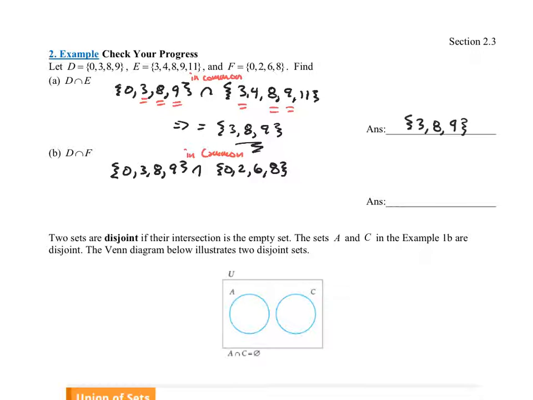So if you look here, what do you see in common? I see the number 0 in common. I also see the number 8 in common as well. So that tells me that the intersection would be equal to the set containing the numbers 0 and 8. Go ahead and write that in your answer blank.